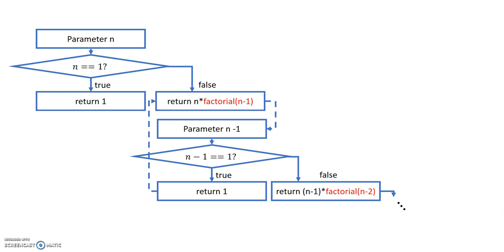So the code would look something like this. The factorial function is defined as follows. If n is 1, we simply return 1. Otherwise, we return n times the factorial of n minus 1.